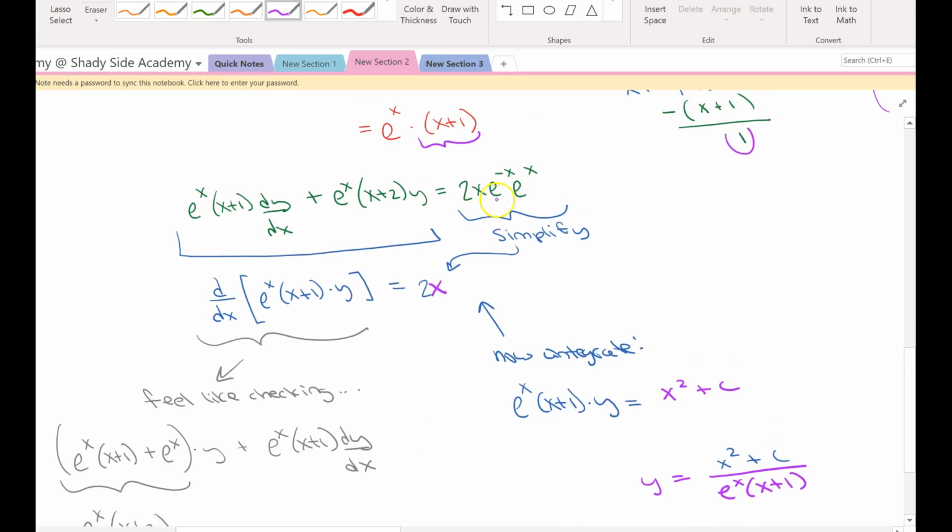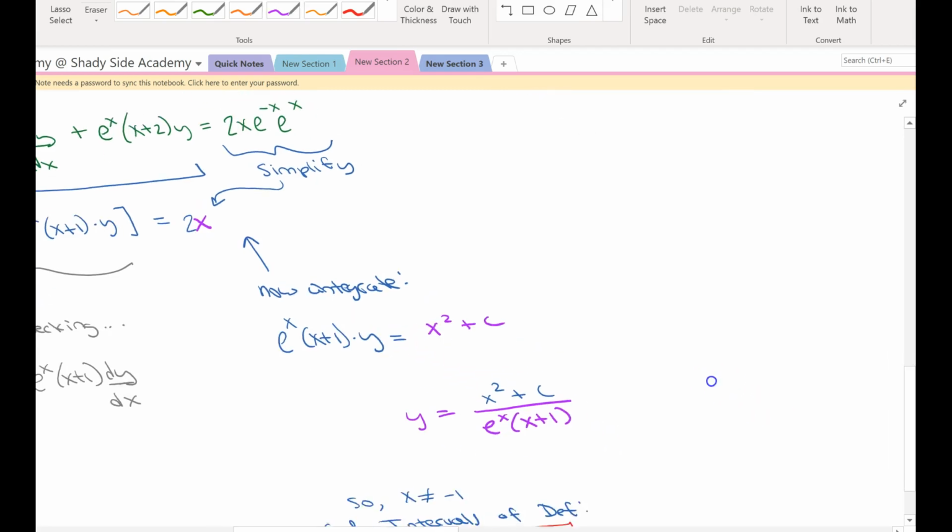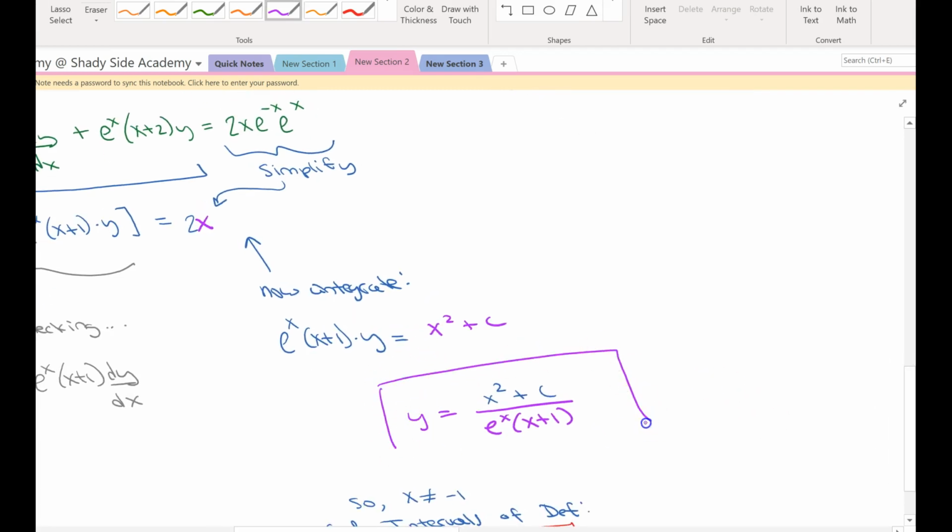Notice here on the right-hand side, simplify the e to the negative x times e to the x. So the right-hand side is 2x. After integrating, we get e to the x times x plus 1 times y equals x squared plus c. And then here is my final solution to the DiffyQ.